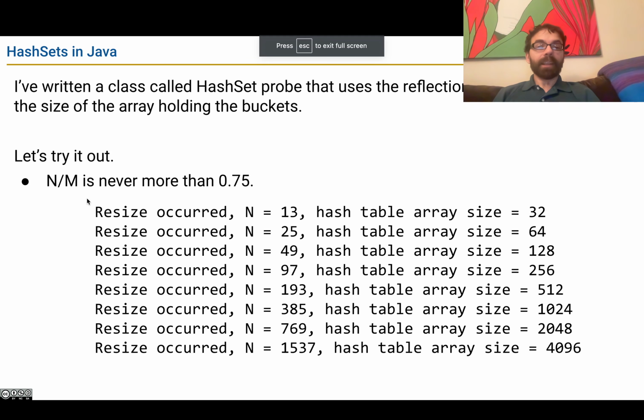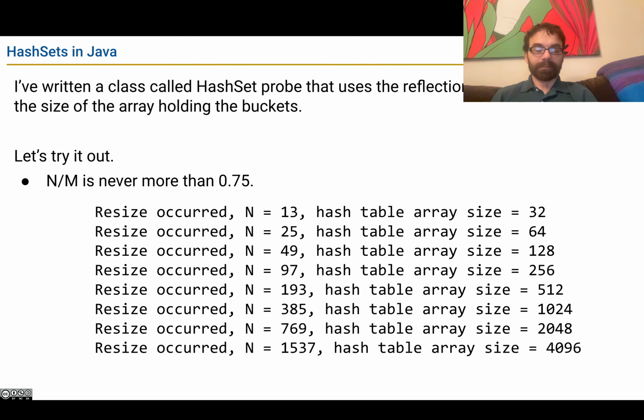So what we find is that n over m is never more than 0.75, which means if the items are evenly distributed, the average list has 3/4 of an item. So a lot of the lists are going to be totally empty. And that's part of the reason that Java's hash table implementation is going to be pretty fast.